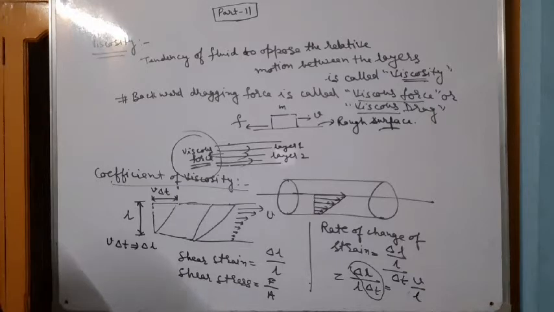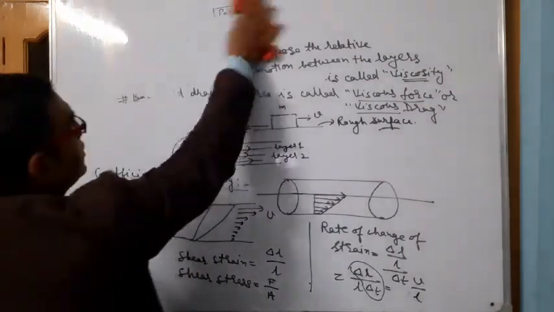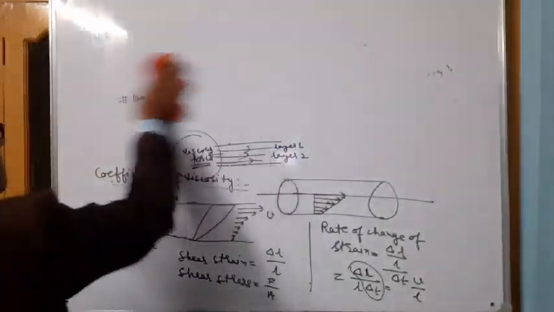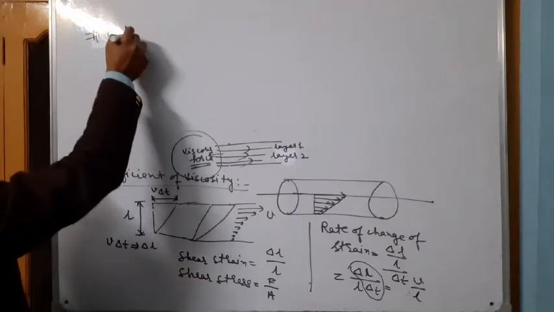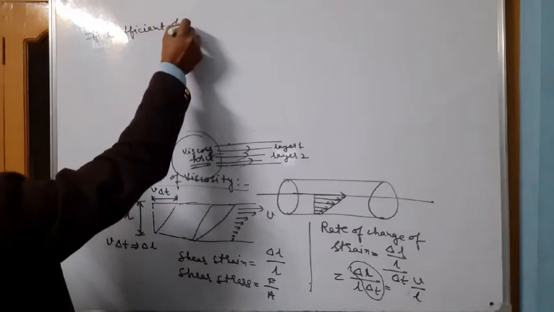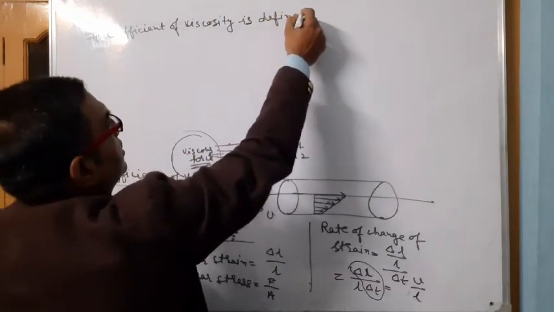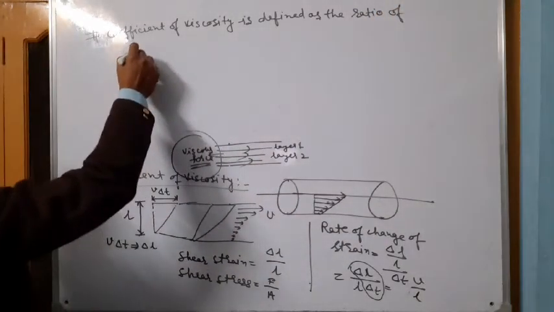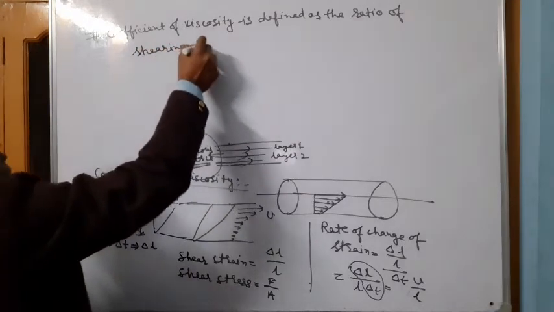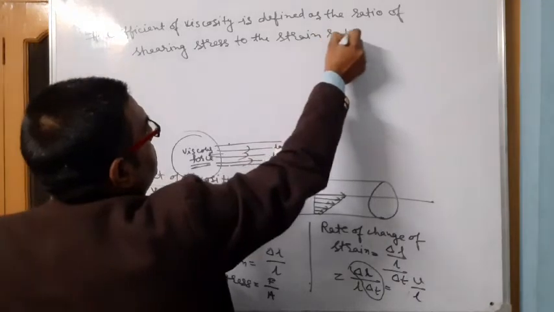So the coefficient of viscosity is defined as the ratio of shearing stress to the strain rate.